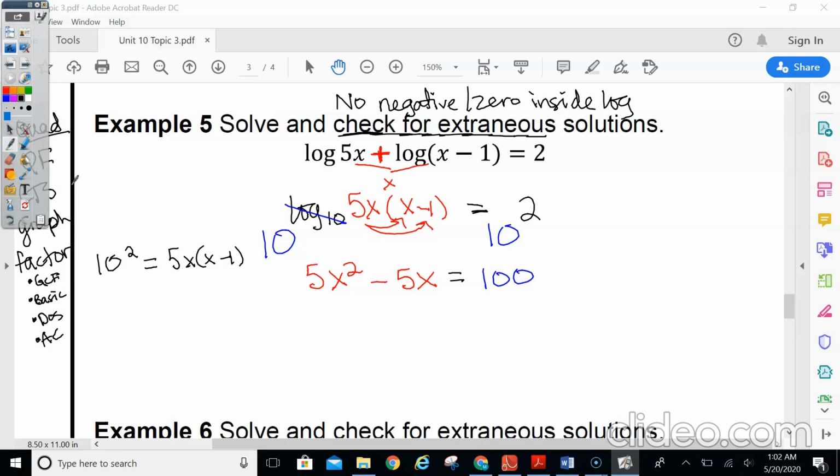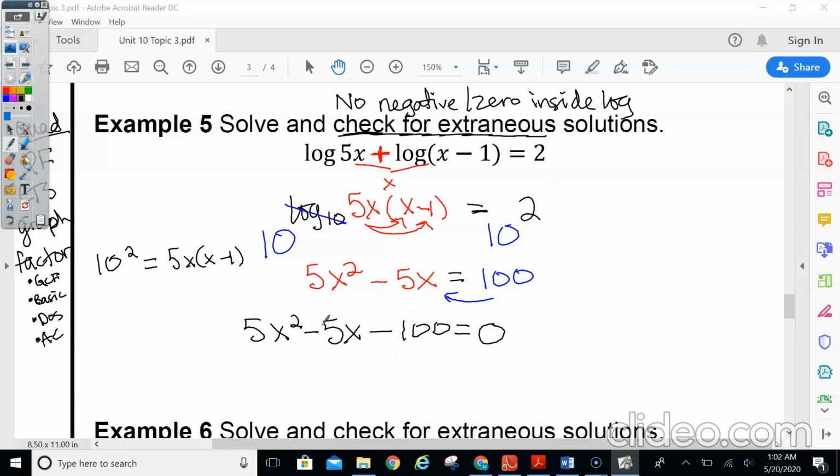So right now, for any of these for factoring, we have to make it equal to 0. So I'm going to make this side equal to 0 to keep the x squared positive by subtracting the 10 to the other, or the 100 to the other side. So it's going to end up being 5x squared minus 5x. When I move the 100, it's going to be minus 100.